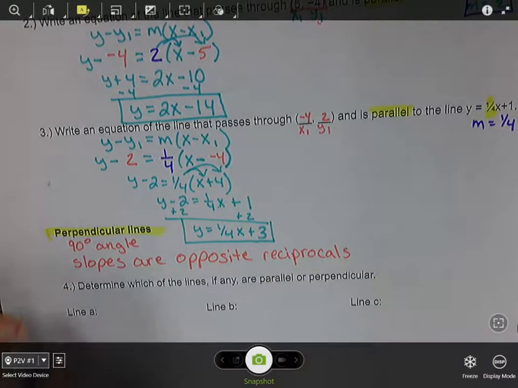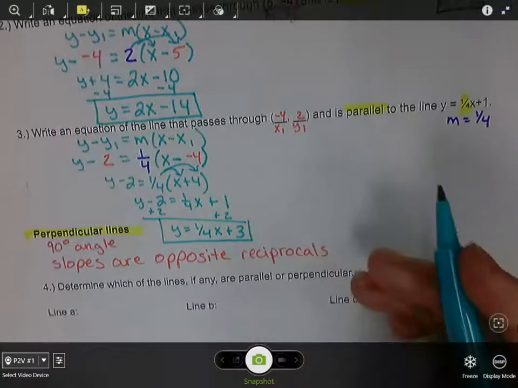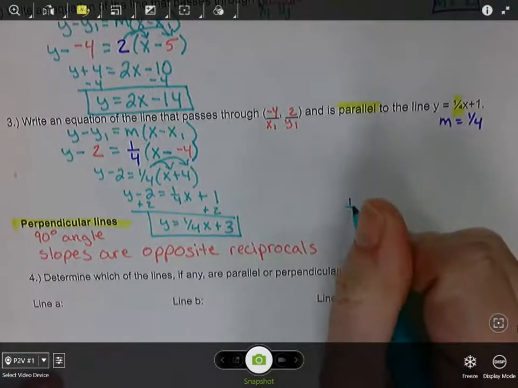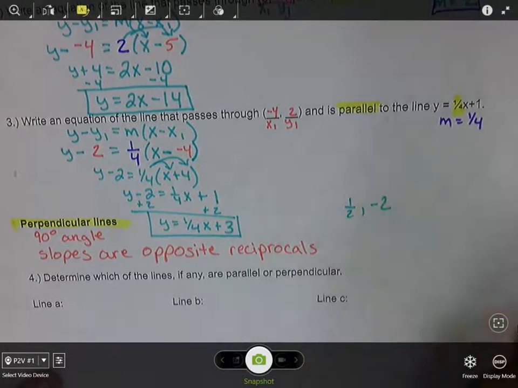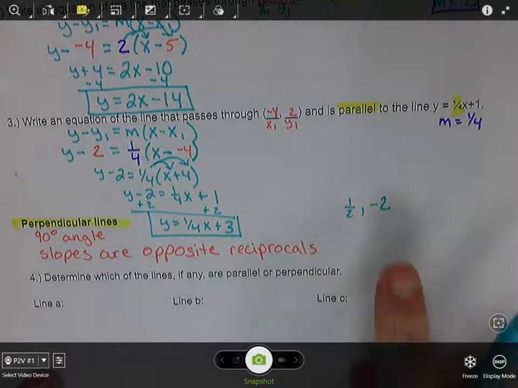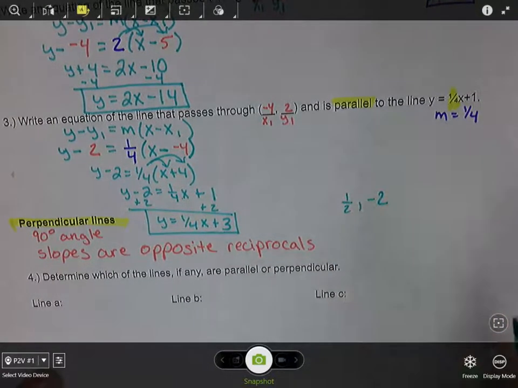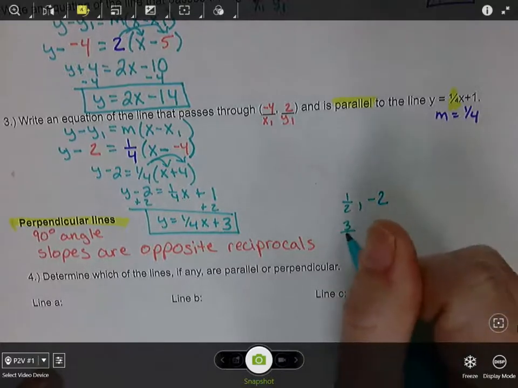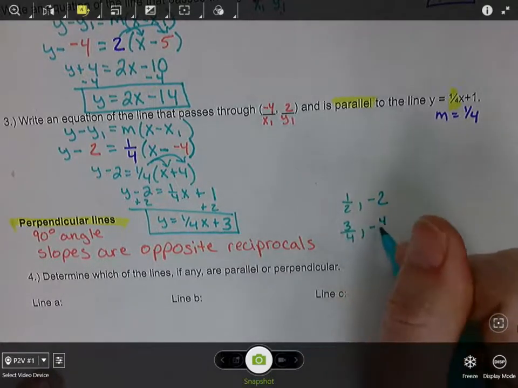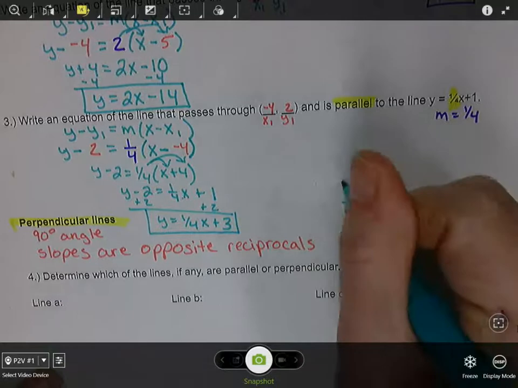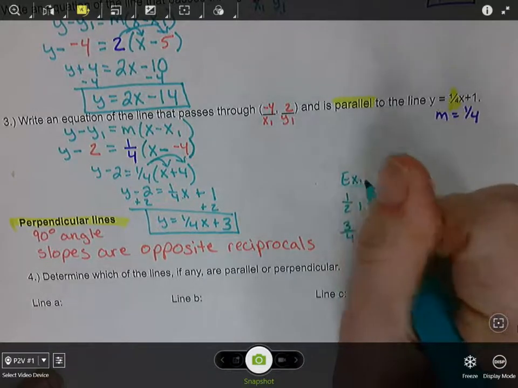Okay, so some examples of opposite reciprocals would be 1/2 and -2. So those are opposite reciprocals. Another example would be 3/4 and -4/3. Okay, so these are examples of opposite reciprocals.